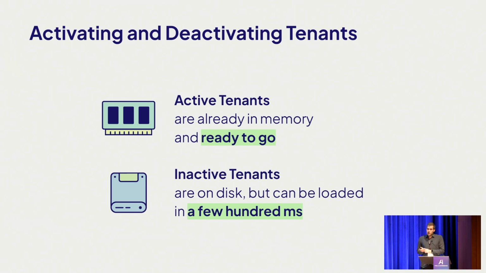One thing that we can do now that we could not do before, or that you definitely can't do if you don't have isolation per tenant, is the ability to deactivate tenants. So an active tenant is defined as a tenant that's already loaded into memory for whatever parts need to be in memory and is ready to go, whereas an inactive tenant is currently not being used. It's basically flushed to disk, but it only takes a few hundred milliseconds to activate it.